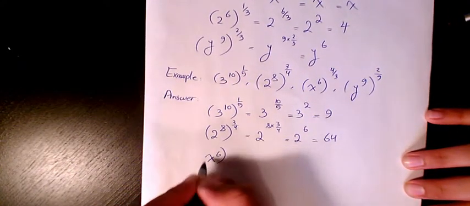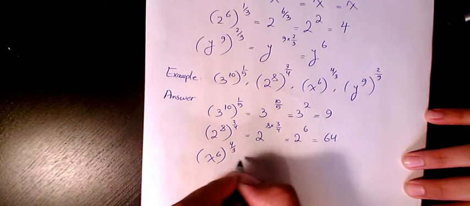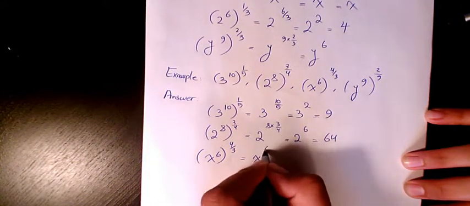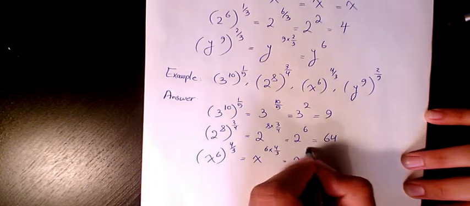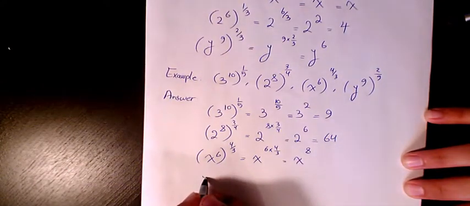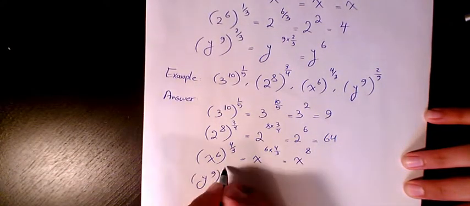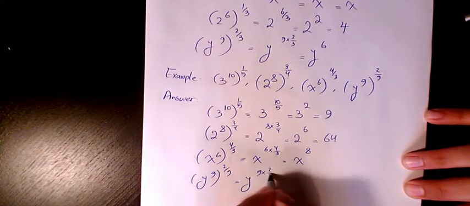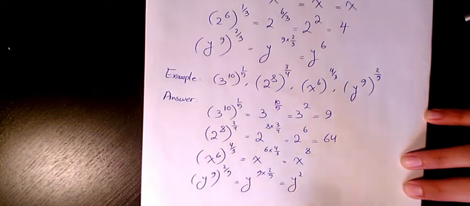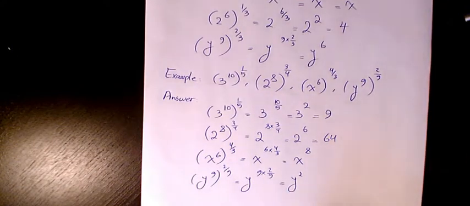Next one is x to the power of 6, to the power of 4 over 3. That's x to the power of 6 times 4 over 3, which is x to the power of 8. Then y to the power of 9, to the power of 2 over 9. That's y to the power of 9 times 2 over 9, which makes it y squared. This is the final answer.